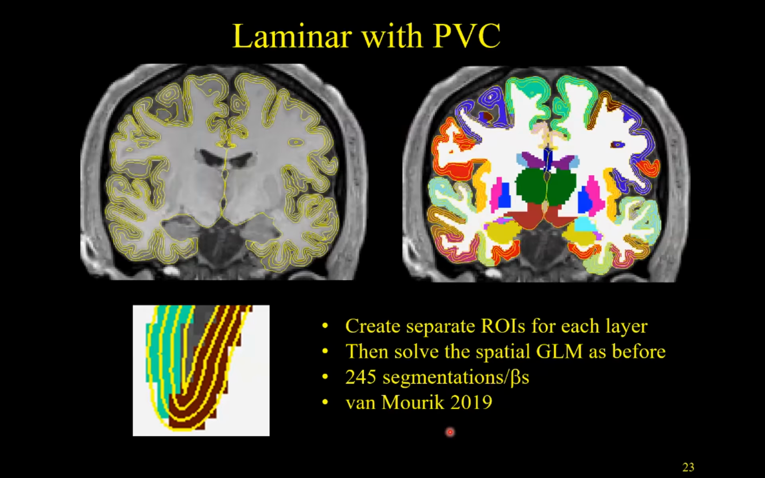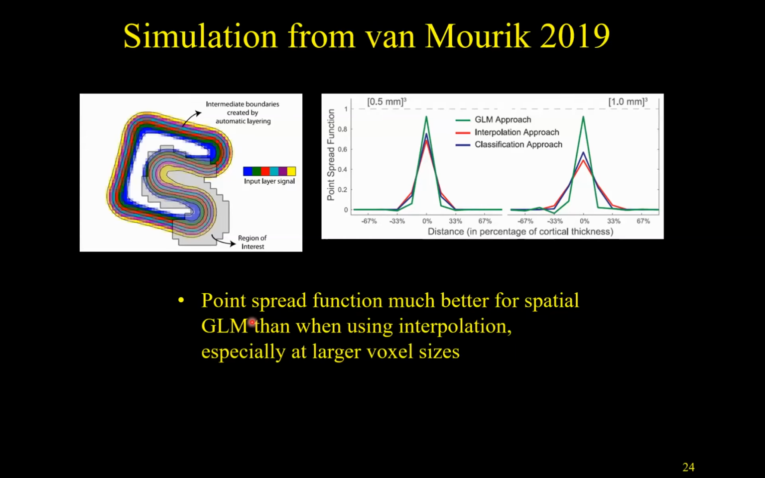And this is basically the approach of Van Mourik in 2019. So Van Mourik used this method. He started off testing it by generating a simulation. So this is kind of like a simulated cortex with 6 different layers. And this was the overall ROI here shown as kind of this gray transparency on top of it. And so he applied this method of the spatial GLM.